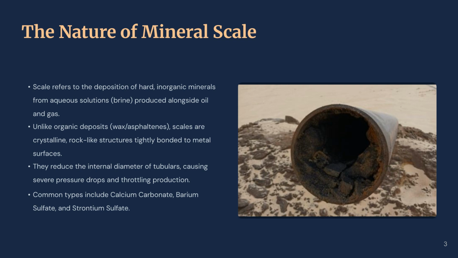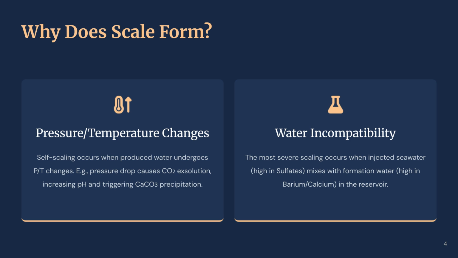Scale involves the deposition of hard, inorganic minerals from produced brine. Unlike organic deposits, these are crystalline, rock-like structures that bond to metal, reducing internal diameters and throttling production. Why does scale form? It is primarily driven by pressure and temperature changes, which can cause CO2 exsolution, and water incompatibility, where mixing incompatible waters, like injected seawater and formation brine, leads to rapid mineral precipitation.